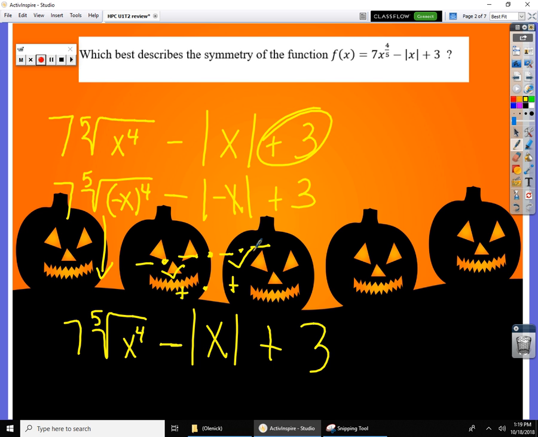Now, guys, time out. If this had been a 3 instead, this sign would have changed. Would this sign have changed? No, because absolute value is absolute value. Okay? So change, no change, no change. It would have been neither. Okay? Yes. If it had an odd power, that first term would have changed signs. This has an even power right here.